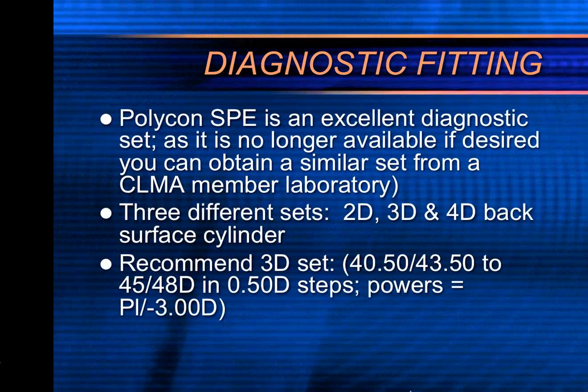For example, they had 2, 3, and 4 diopter back surface cylinder sets. We have 2 and 3 diopters at our institution. The 3 diopter is probably the most popular, and the flattest lens is 40.50 in the flat meridian, 43.50 in the steep meridian. The steepest lens is 45 times 48, and they are in half diopter steps.